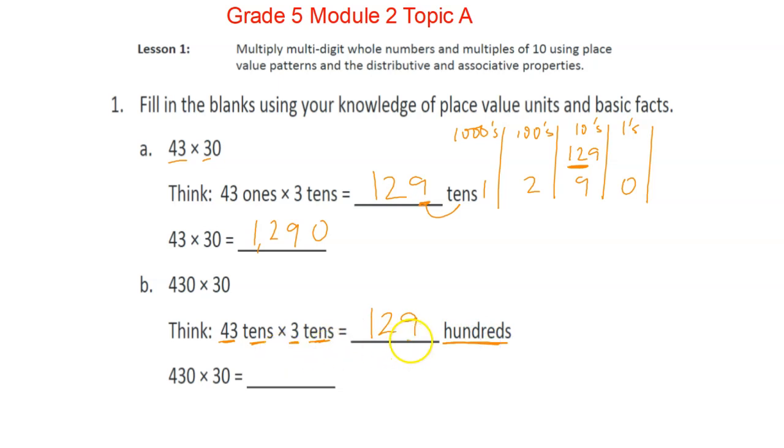So now this 9 has to be linked to the hundreds place. That means that our 9 is going to be in our hundreds place. We're going to have 12. The 2 is going to be in the thousands place, and the 1 is going to be in the 10,000s place. So we have 12,900.